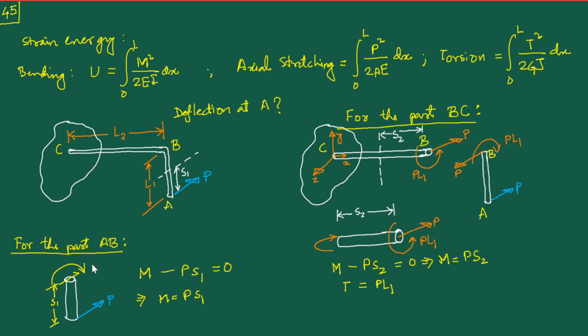So for the part AB, we have no contribution from the torsion, we have only the contribution from the bending, which is M at a generic distance s1, M equal to P s1. And for the part BC, at a generic distance s2 from the end, from this point B, we have M equal to P s2 and we have T equal to P L1. You note that there would be a compensating torsion at this end.